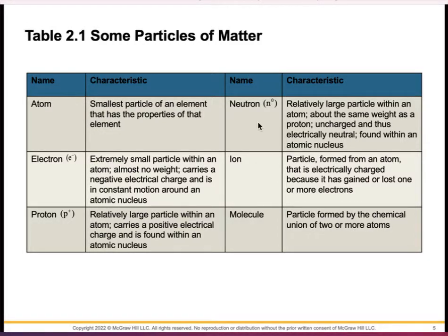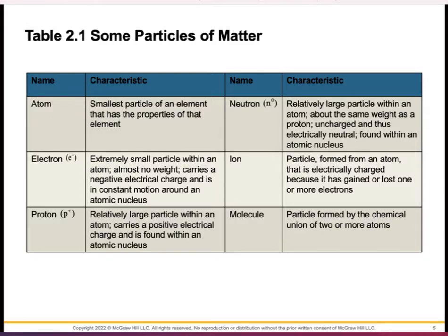Following on to the next part, we're going to name it a neutron. So these neutrons are relatively large particles that are within the same atom, okay? They are uncharged, and thus we declare them as electrically neutral, okay? These are found within the atomic nucleus, okay?